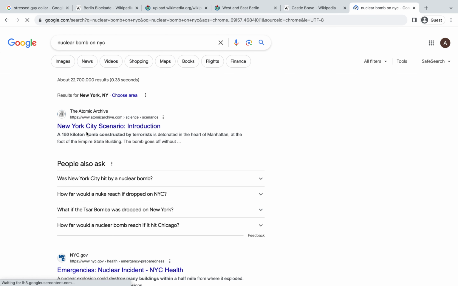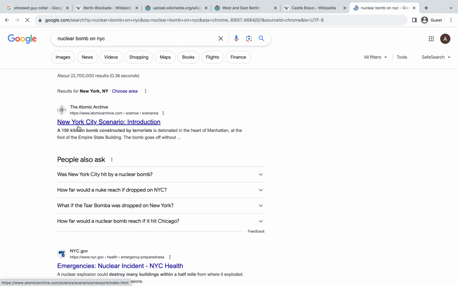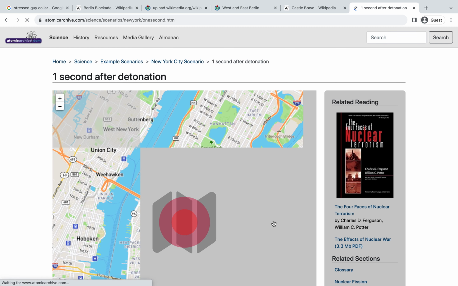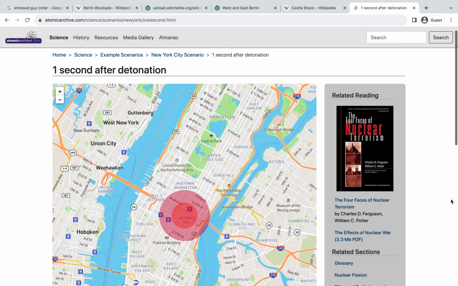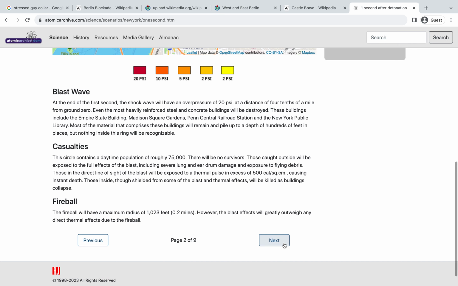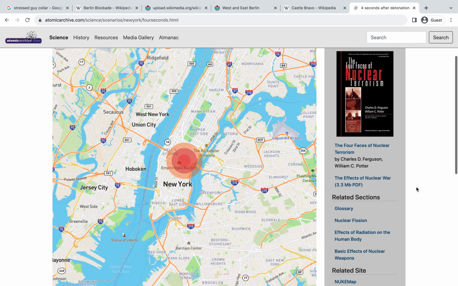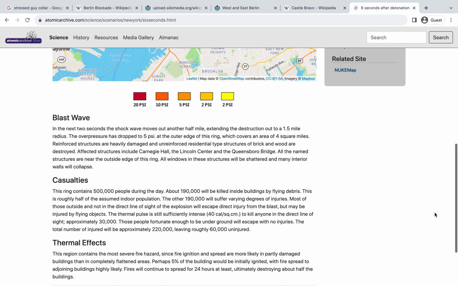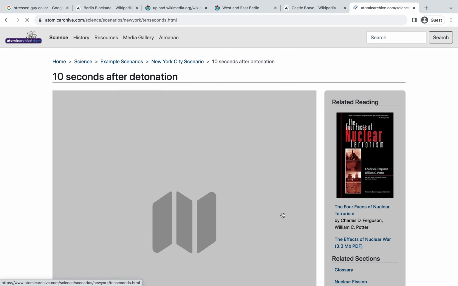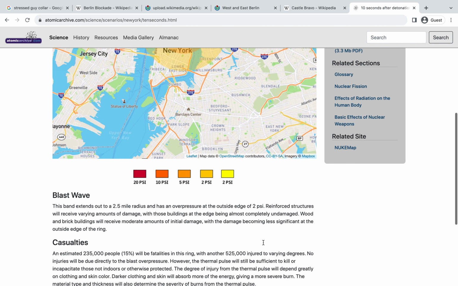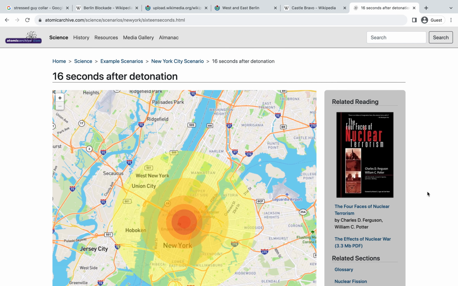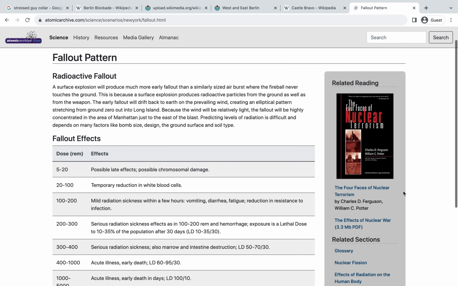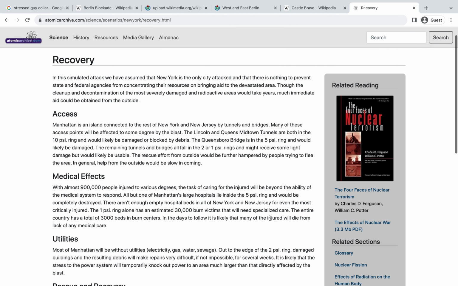Let's just say one of these hit New York, for example. We should be able to look at just how big one of these is, how it can level a city even. Sorry, I'm trying to get it to where it'll show you its entire destruction. Well, I thought it would show you the map. This is what I get again.